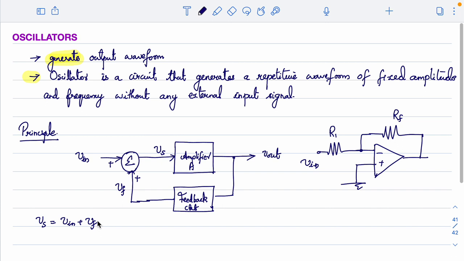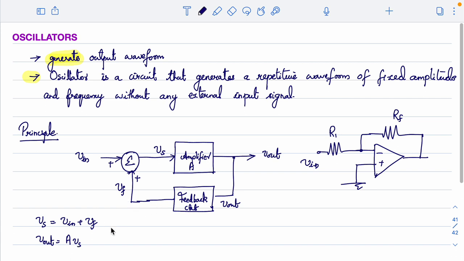Now, this I called my output Vout, this is my Vf, right? So now let me write what is Vout. From this block, what can we say about Vout? Vout is the amplifier gain A times the input signal coming in here, right? So I can write Vout as A into Vs.